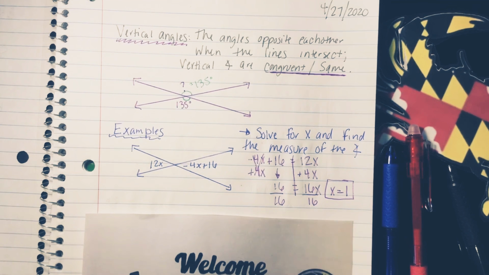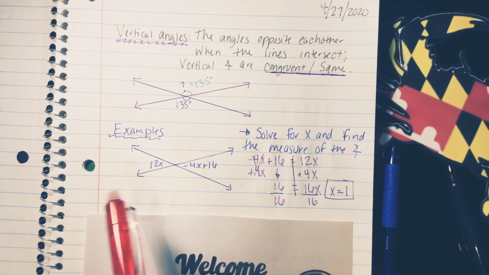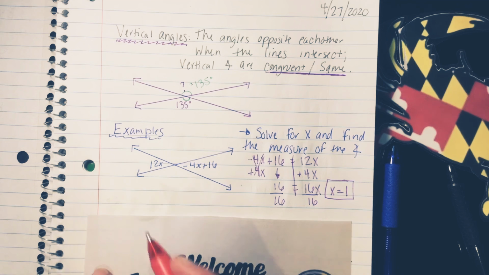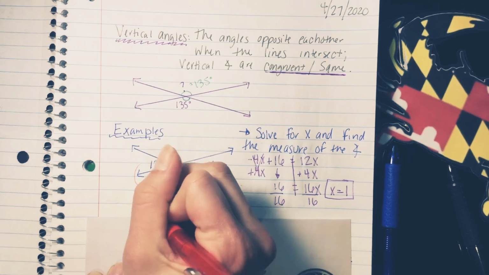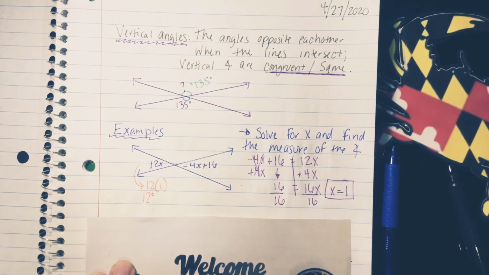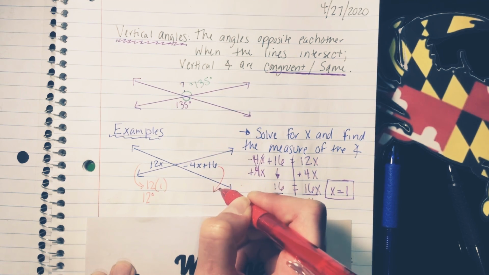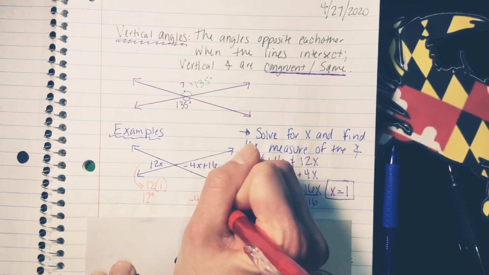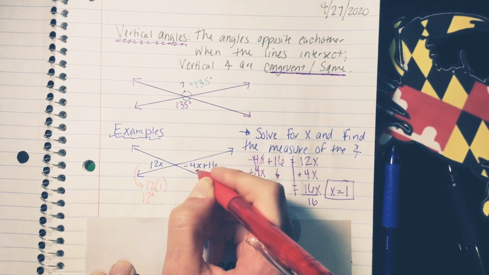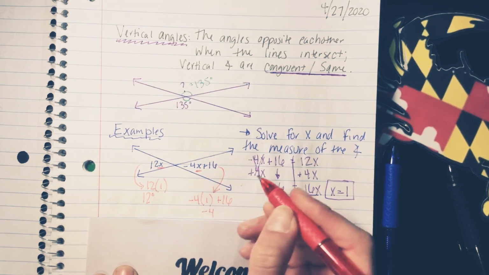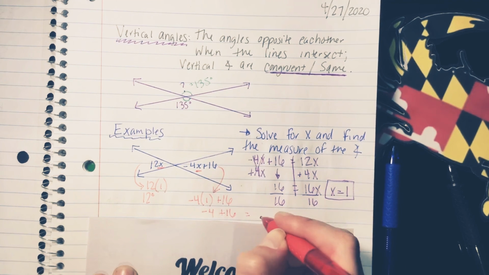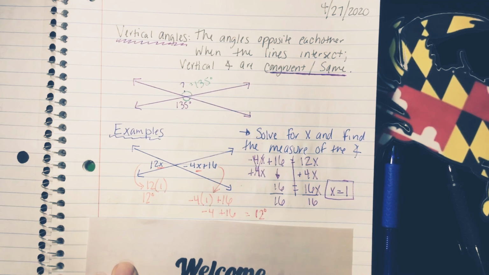What I would do is take each portion of it and put x into that. For this one, I'd have 12 times 1, and 12 times 1 is 12. So this angle would be 12 degrees. Just to check, we're going to put 1 into this equation as well. Negative 4 times 1 plus 16. Do you see how I'm putting in 1 for x and 1 for x? Negative 4 times 1 is negative 4, and negative 4 plus 16 is positive 12, so it's 12 degrees. That equals 12 degrees, that equals 12 degrees. So that's why they're vertical angles.